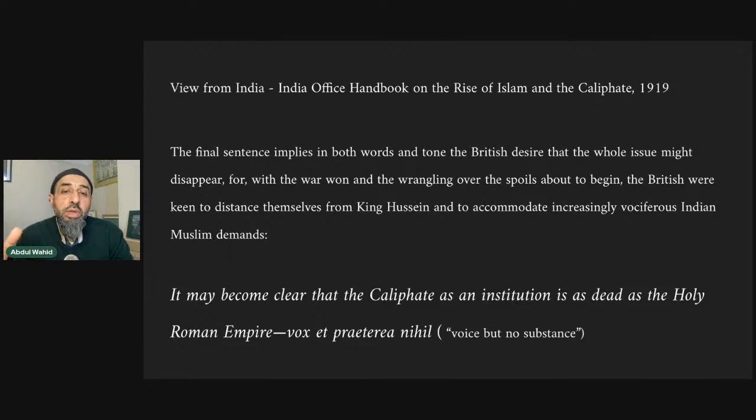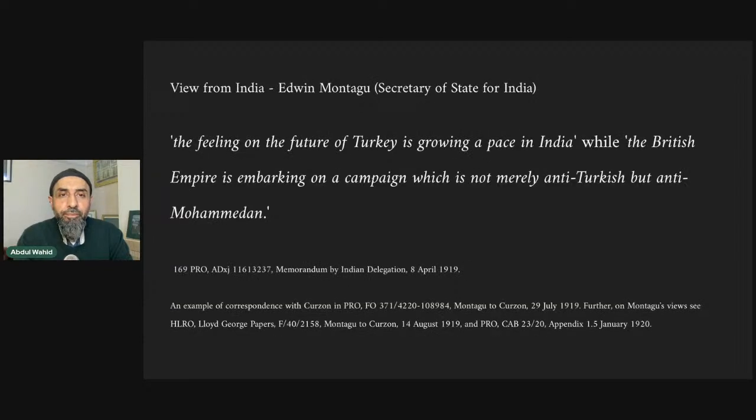And they were talking about putting King Hussein, the Sharif Hussein of Mecca, as a possible caliph, which was very much opposed by the Muslims of India, because Sharif Hussein was seen as a traitor to the Ottomans. The final sentence of this handbook is, it may become clear that the caliphate as an institution is as dead as the Holy Roman Empire, a voice with no substance. Edwin Montagu, the Secretary of State for India at that time, was warning from India that the feeling on the future of Turkey is growing apace in India, while the British Empire is embarking on a campaign which is not merely anti-Turkish, but seen to be anti-Islam.